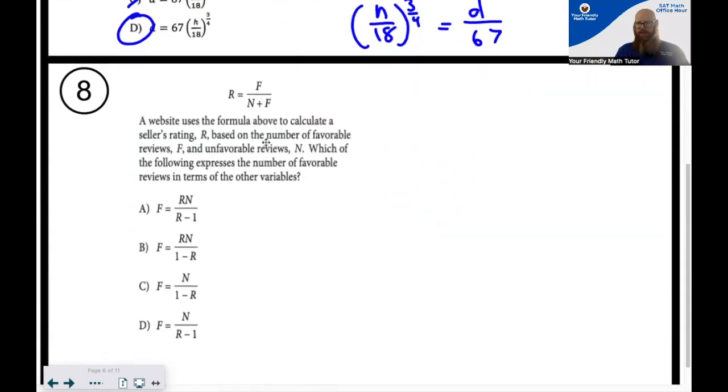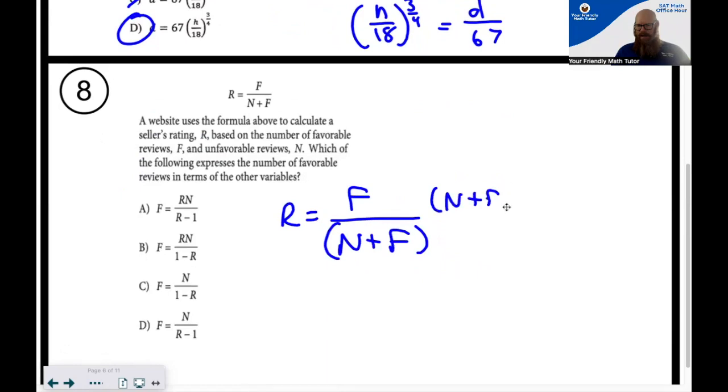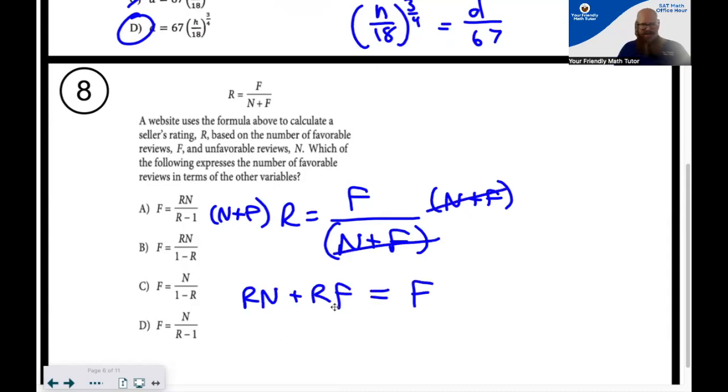All right. So again, don't need to read the problem. Clearly, I'm getting F by itself. Now, this one's a little tricky. Some students have problems with this because the thing that I'm getting by itself, F, shows up more than once. So I'm going to multiply each side by n plus F. So I get, and then I can distribute. So that's Rn plus Rf equals, so this cancels. So I get that equal to F. And what I want to do, if I want to get F by itself, is get the F's on one side and the non-F's on the other.